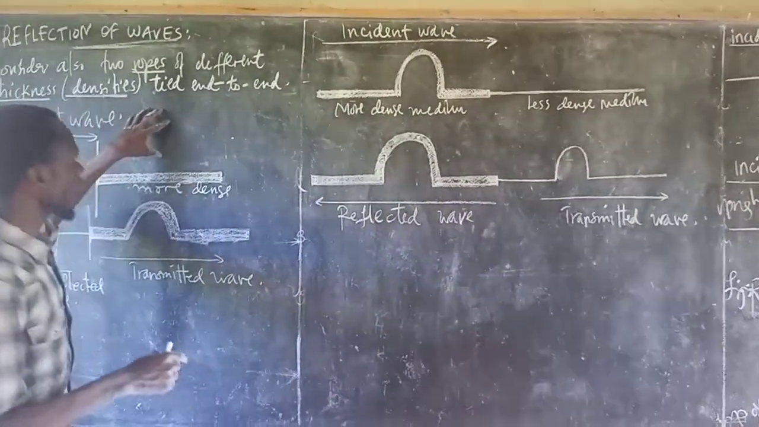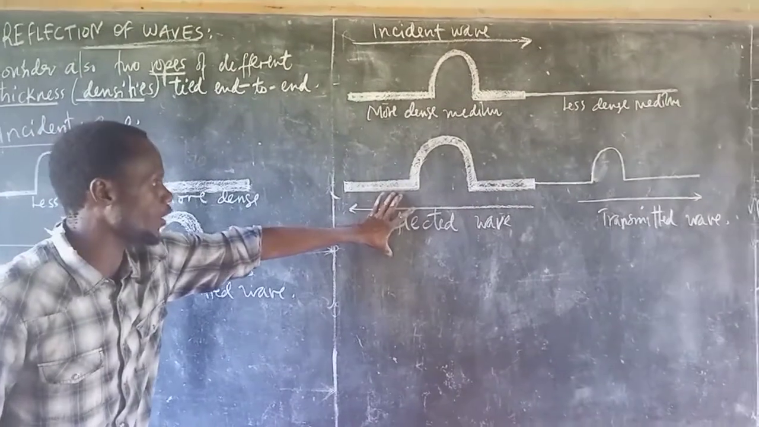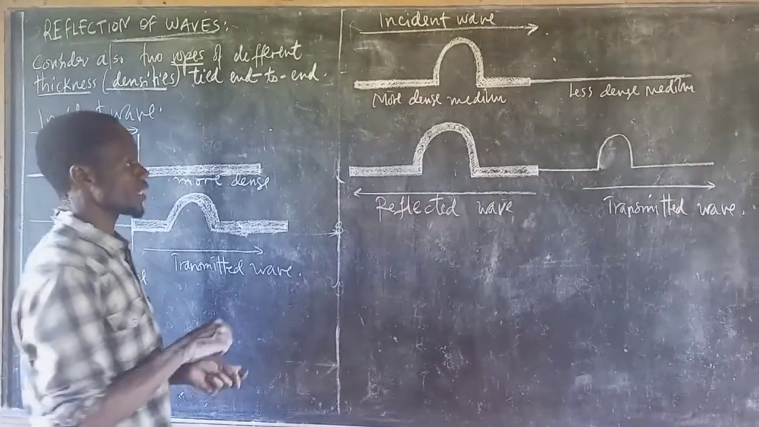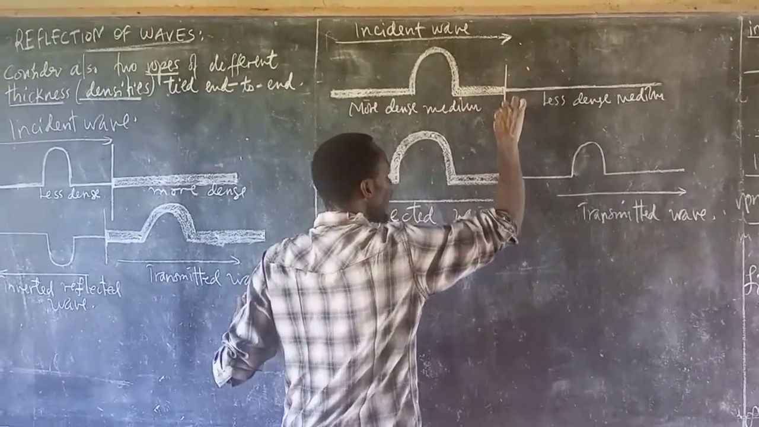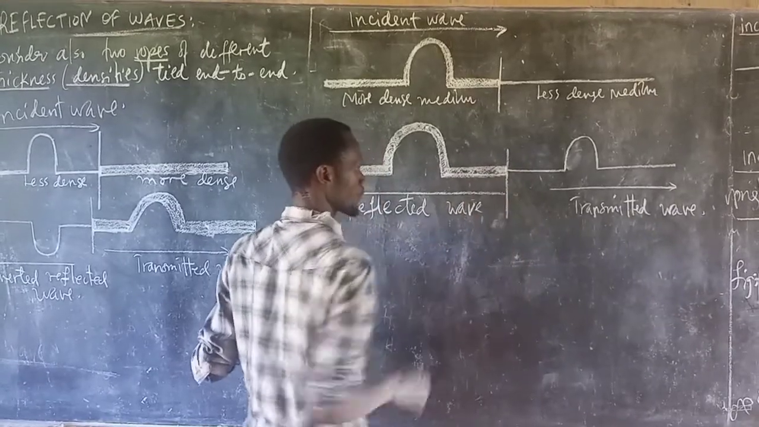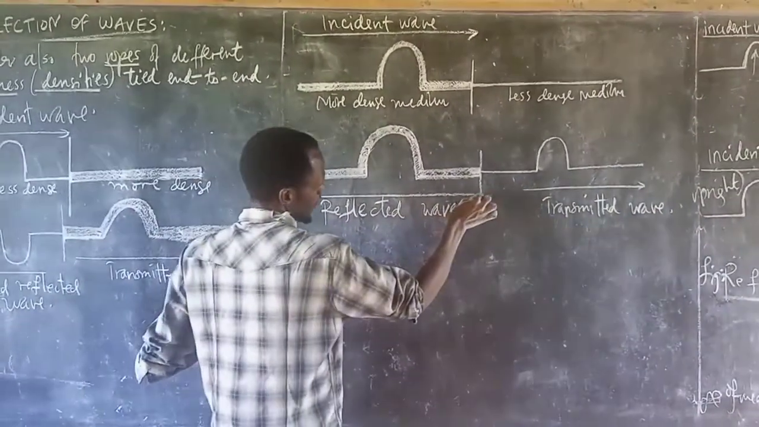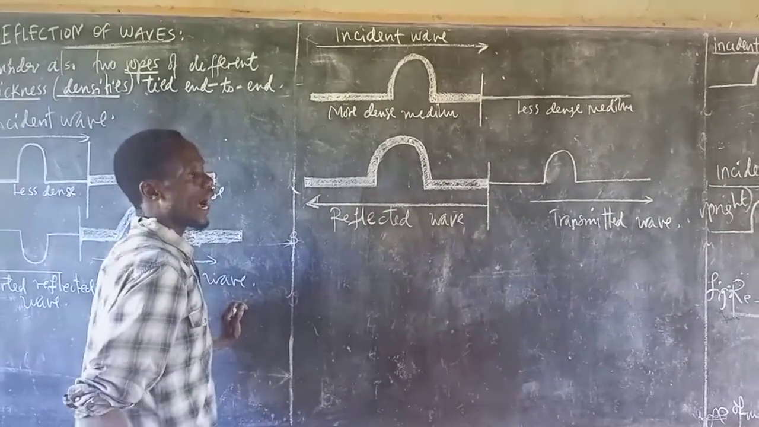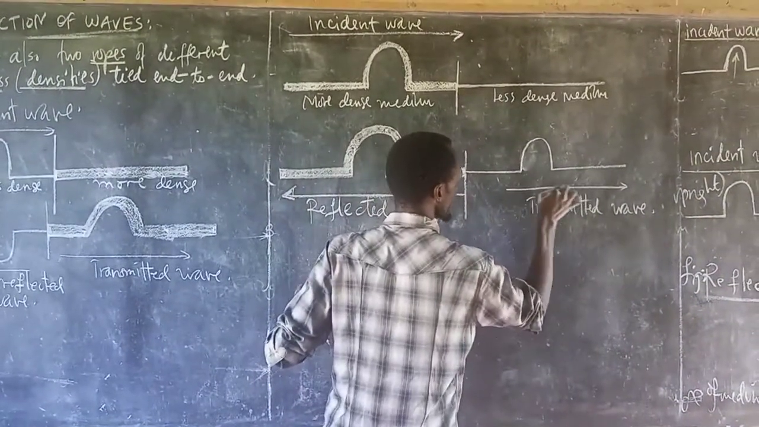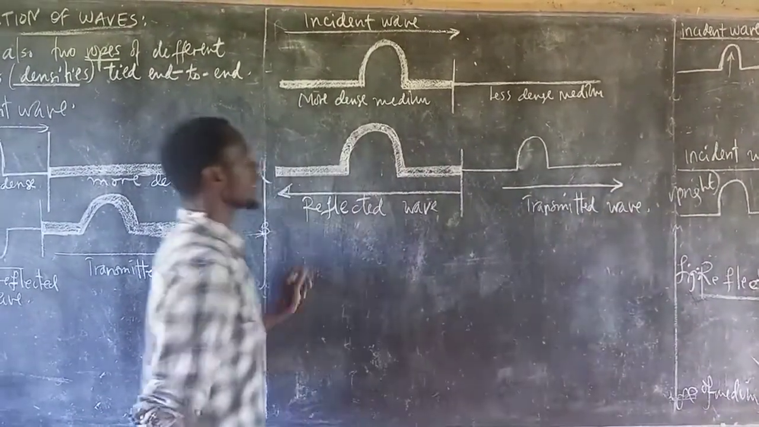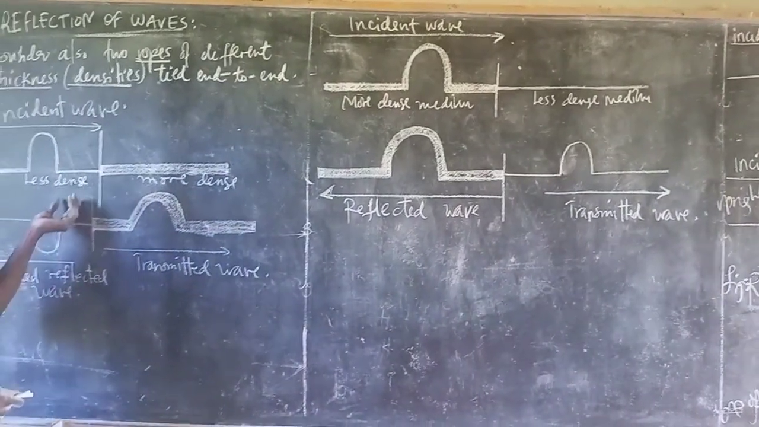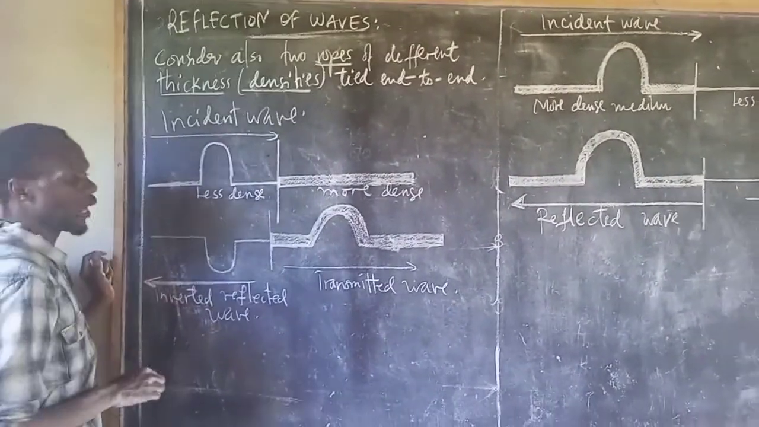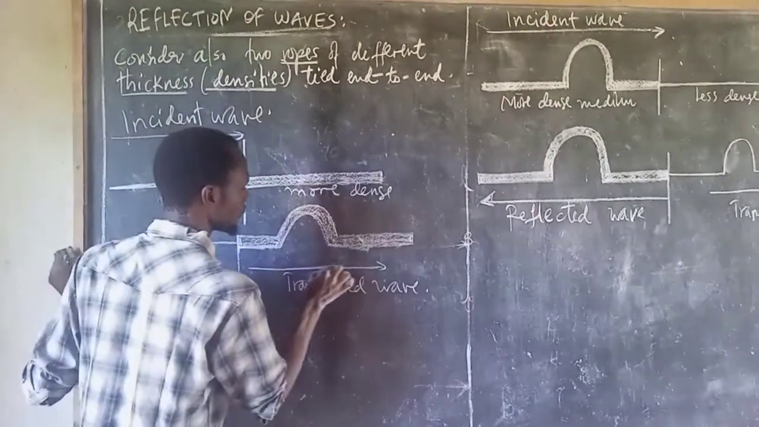So this is what we can say: there is reflection of wave and there is transmission of wave as it reaches the boundary. After the boundary, two things may happen. Some of the waves are reflected, and some of the waves are transmitted. The same applies here. Some of the waves are reflected, and some of the waves are transmitted.